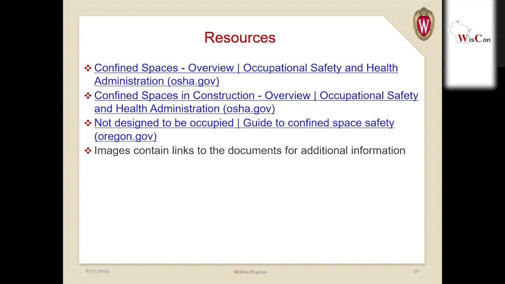This is not an in-depth training. Confined space training or permit required confined space training can take, on average, 8 hours to go through and fully comprehend and understand the requirements.